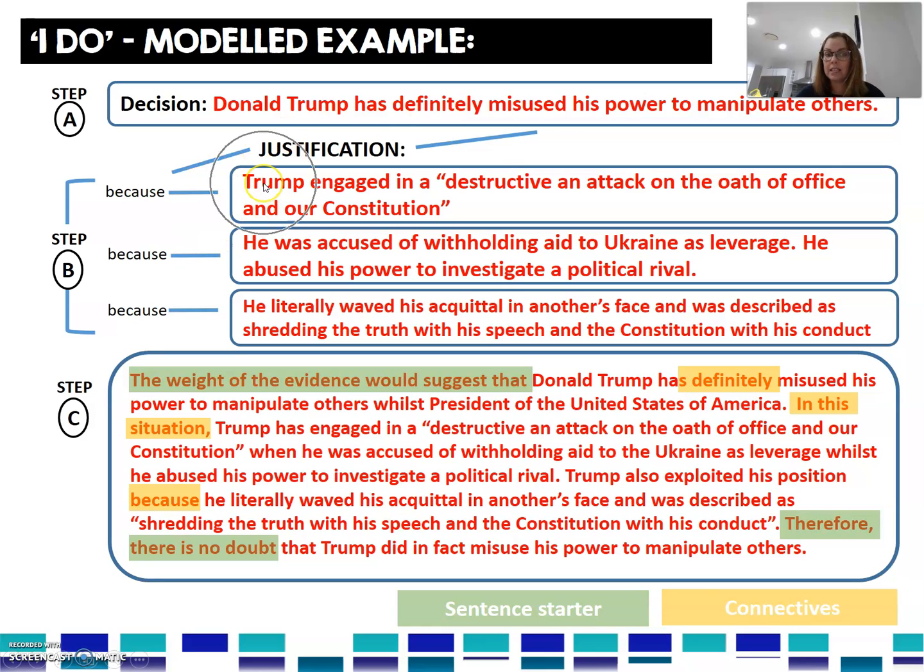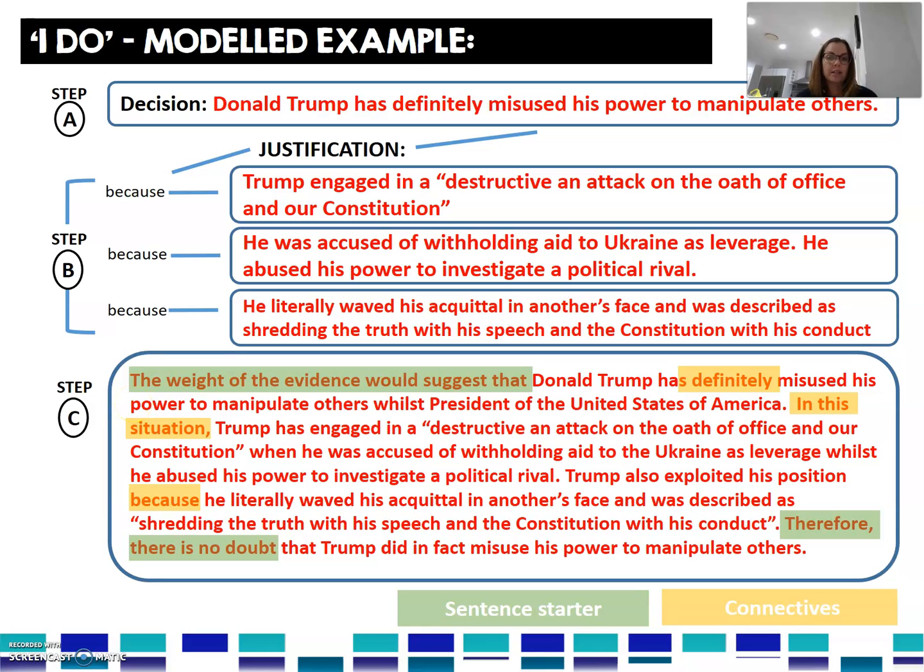My reasons are he engaged in a destructive attack on the oath of office in our Constitution. He was accused of withholding aid to Ukraine as leverage. He abused his power to investigate a political rival. And lastly, he literally waved his acquittal in another's face and was described as shredding the truth with his speech and the Constitution with his conduct. So there are 3 pieces of evidence that I've pulled from the base text, and now I need to use some language around these to convince others of my point of view. So the weight of the evidence would suggest that Donald Trump has definitely misused his power to manipulate others whilst President of the United States of America.